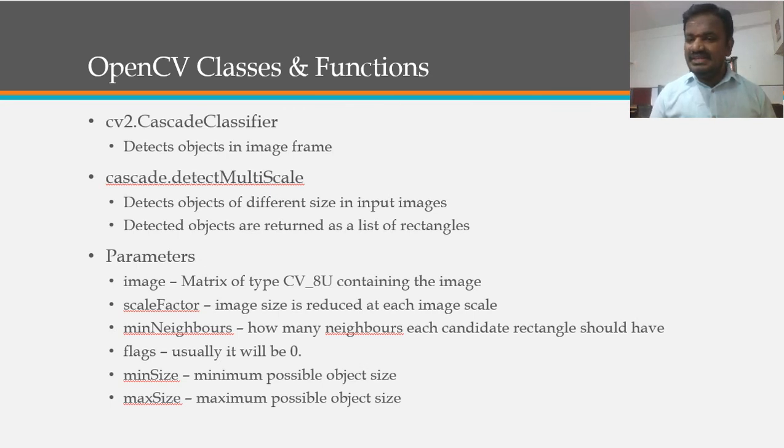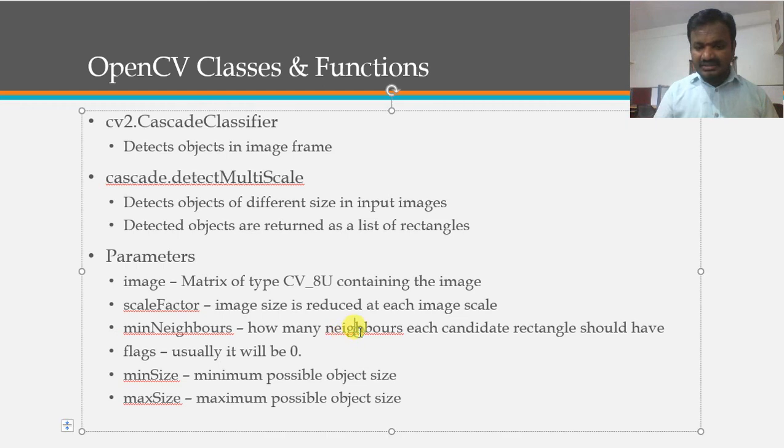We can configure the scale factor, which is how much the image is shrunk at each image scale. And minimum neighbors, for example, how close your neighboring objects will be, whether very close or at a little bit of distance. All those things we can do by playing with this. And how many neighbors each candidate can have, that we can set. Yeah, minNeighbors.